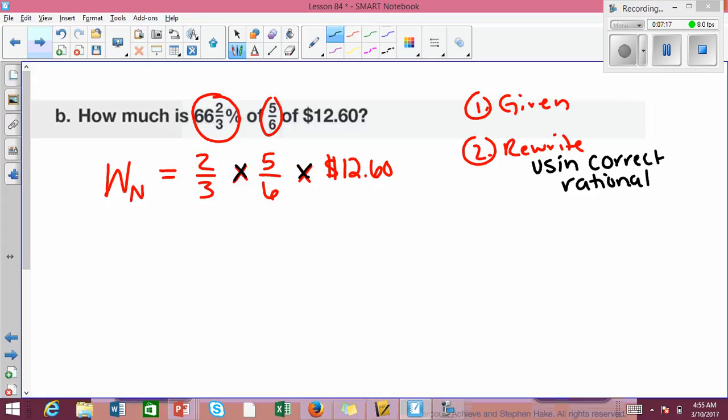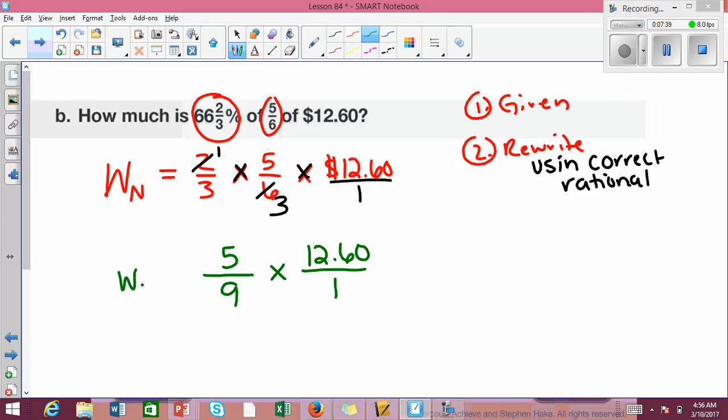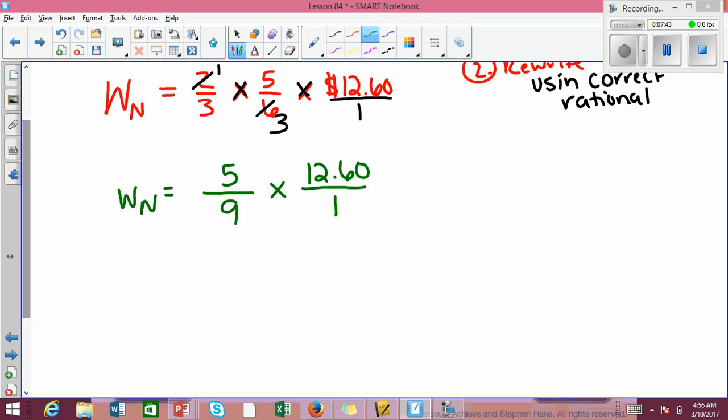So when we solve this problem, the first thing we want to do with multiplication again is to cross cancel. So 2 goes into 6 3 times. I don't see any other cross canceling. There's a 1 there. So we're going to multiply from left to right. 1 times 5 is 5. 3 times 3 is 9. And now we're going to be multiplying by $12.60 over 1. So how are we going to solve the problem? The first thing we have to do is multiply right here.